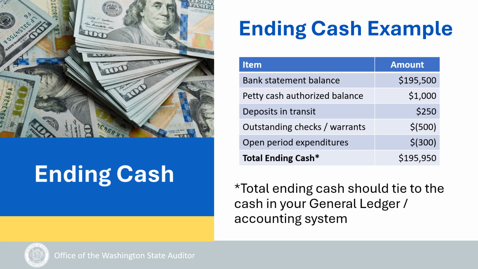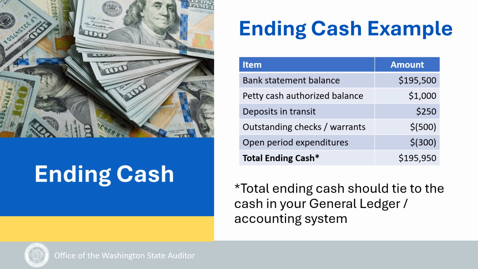Let's put all of this information into an example and calculate the ending cash balance. Starting with the bank statement balance of $195,500. In addition, this government has a petty cash account that holds, and is reconciled to, the approved $1,000. It looks like there are several reconciling items that we must consider though. Starting out with deposits in transit of $250. This will increase the cash balance. Then there are outstanding checks and warrants totaling $500 and open period expenditures of $300. Both of these will decrease the ending cash balance of the government.